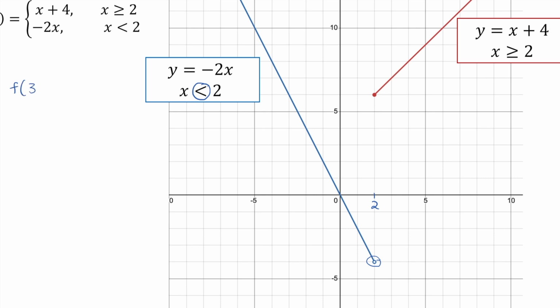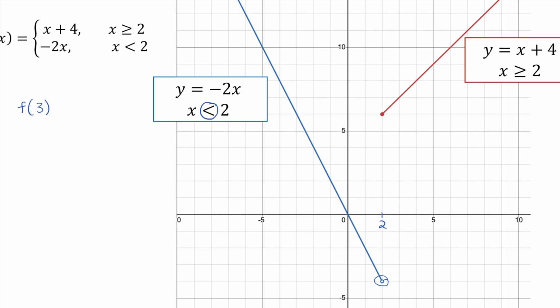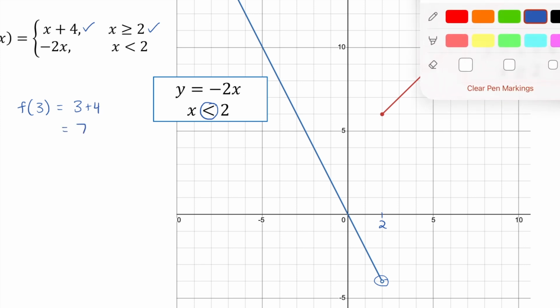So what this means is, let's say I want to find the value of f of 3. In this case, I need to decide by looking at my inequalities. Because 3 is greater than or equal to 2, it fits the first function at the top, so I'm going to use the function x plus 4. So I have 3 plus 4, which is equal to 7.